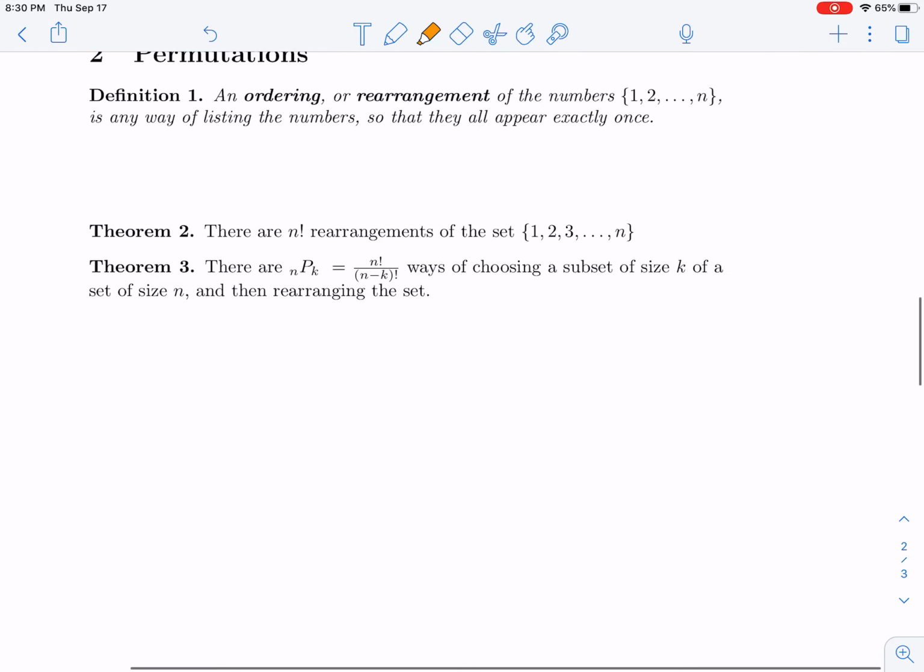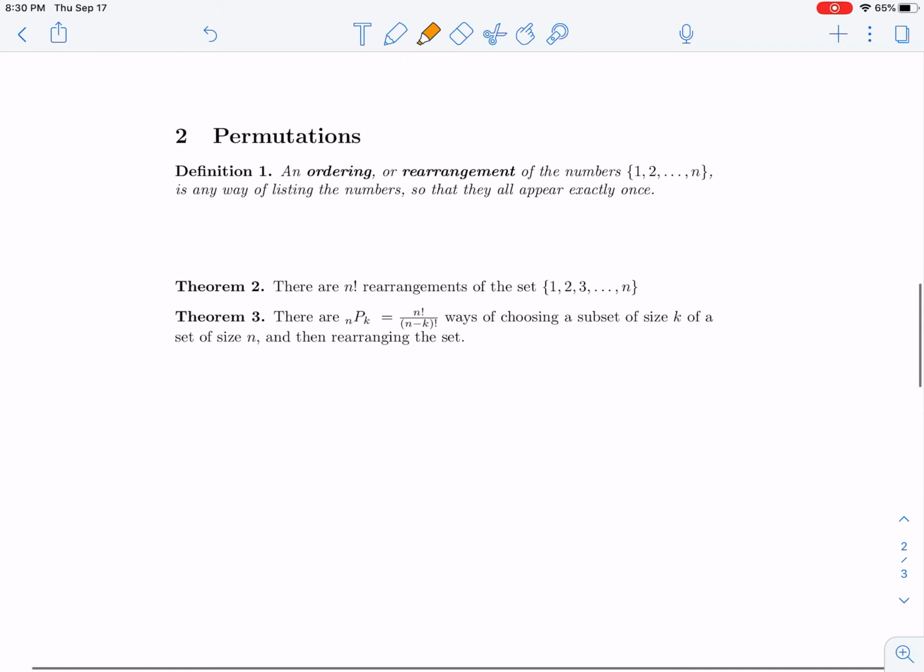All right, and the last thing we want to talk about today is a permutation. So we talked about combinations, and now we want to talk about permutations. And ordering, definition 1: an ordering or a rearrangement of the numbers 1, 2, all the way up to n, is any way of listing the numbers so that they all appear exactly once. So let's talk about, for instance, if I take the numbers 1, 2, and 3, how many ways are there to rearrange them?